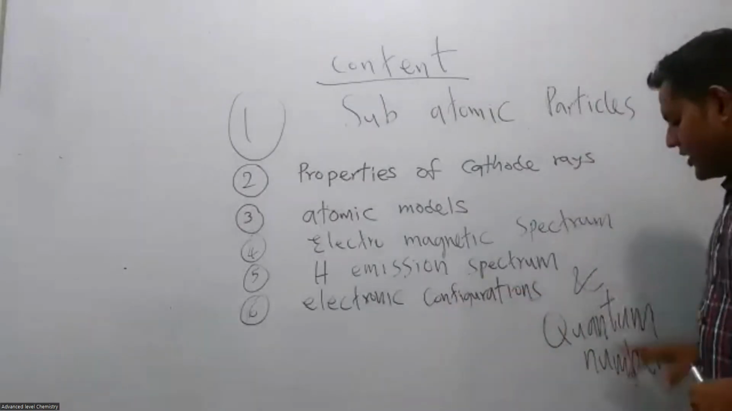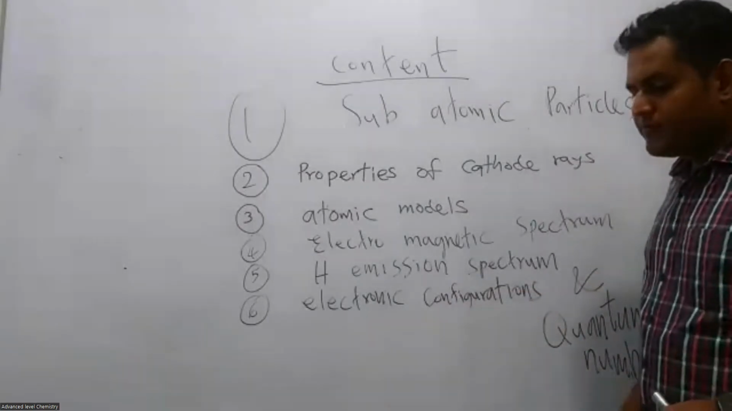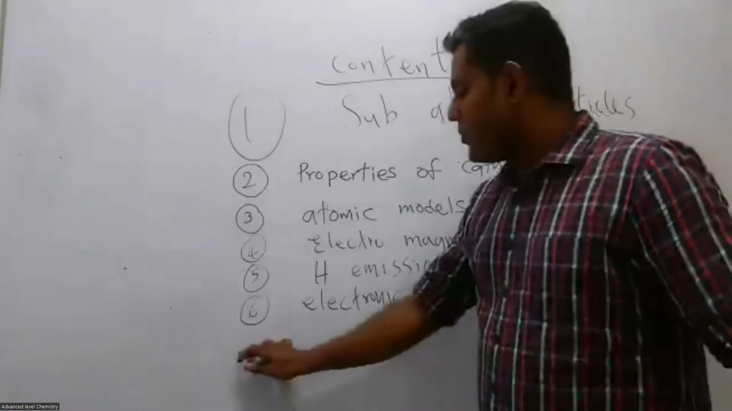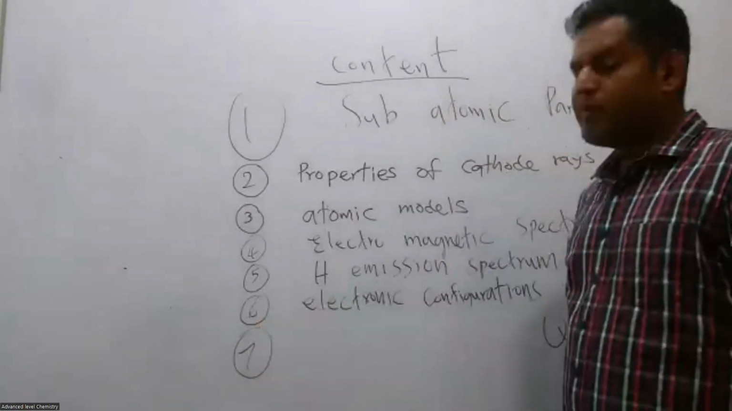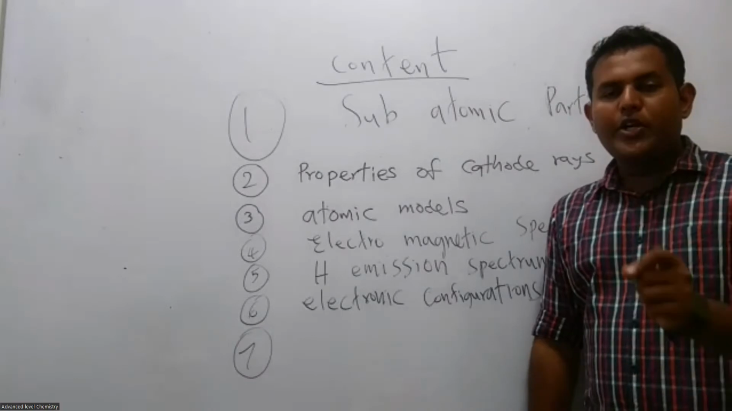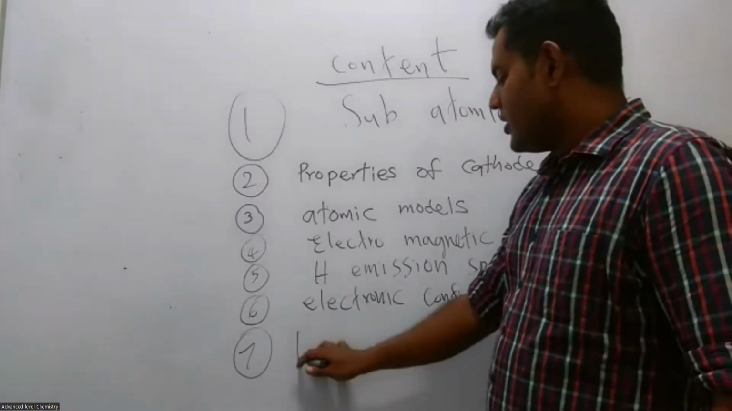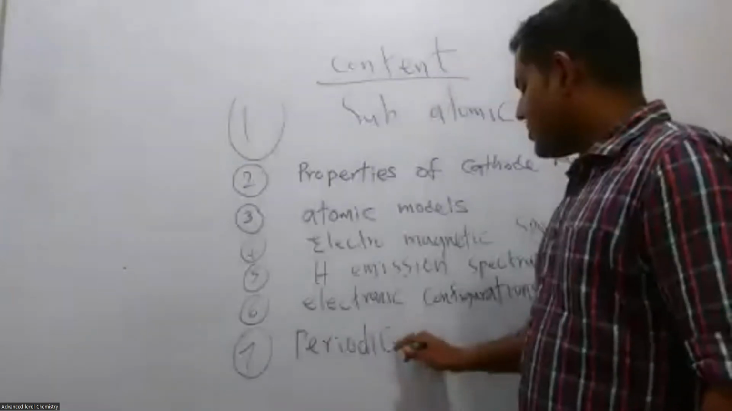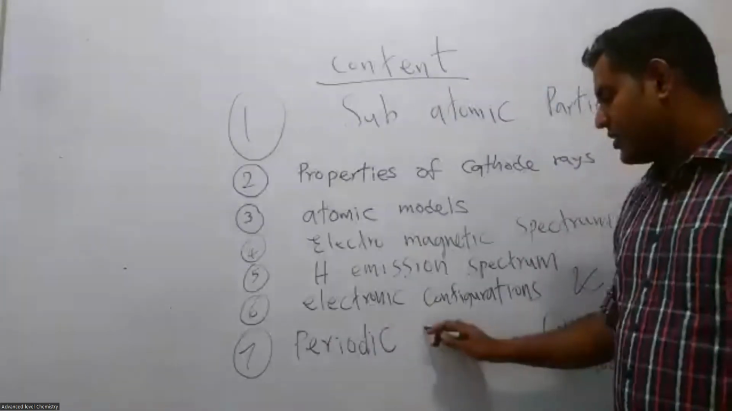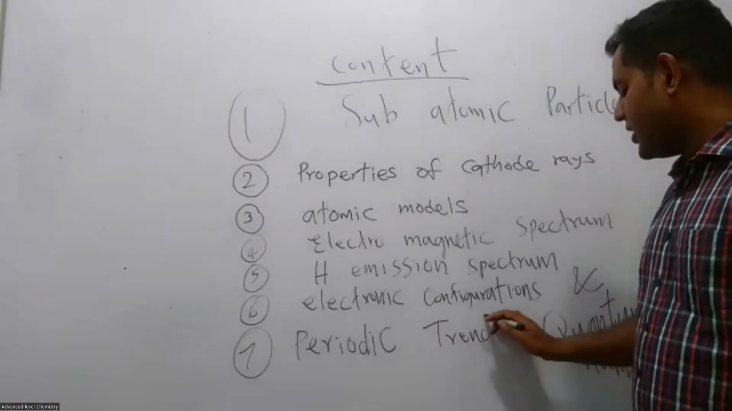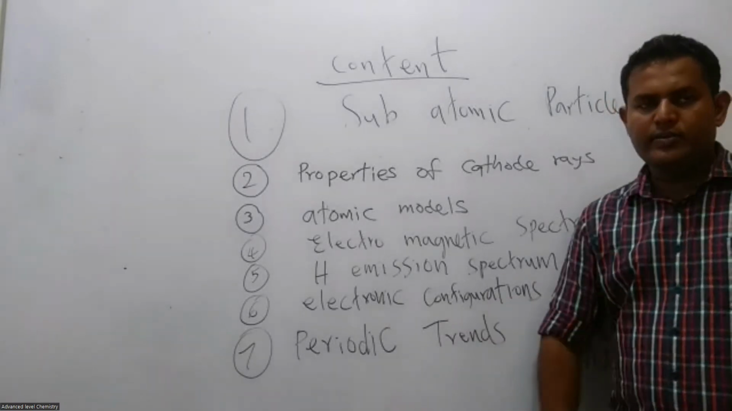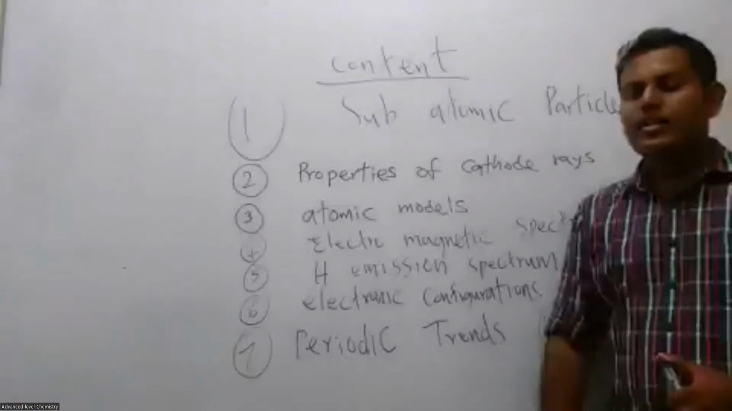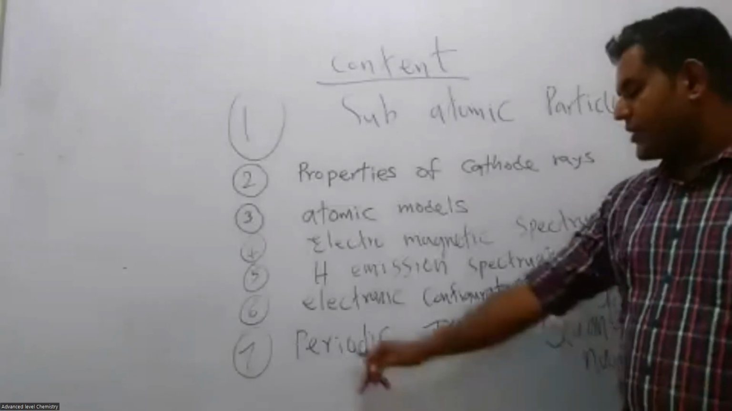Electronic configurations and quantum numbers, right? Number 7 will be the last chapter, the last chapter under the first unit: Periodic trends. And all of us have also done certain trends, electronegativity, ionization energy, right? We have like 6 trends.